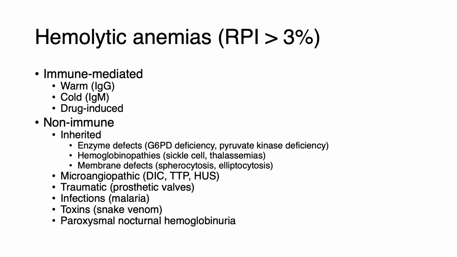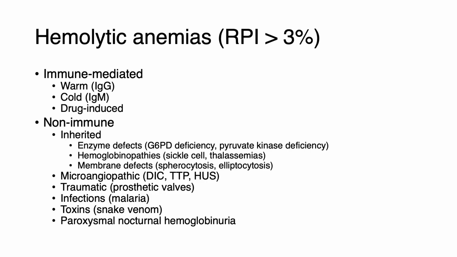So here's a list of your hemolytic anemias, which we usually divide up into immune-mediated and non-immune. There's other ways to classify and organize and describe hemolytic anemias, but this is probably the most practical way as far as diagnosis and treatment. So you want to know, is this an immune process? Because that's going to change your treatment pathway.